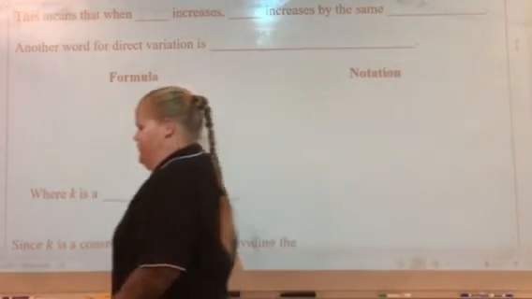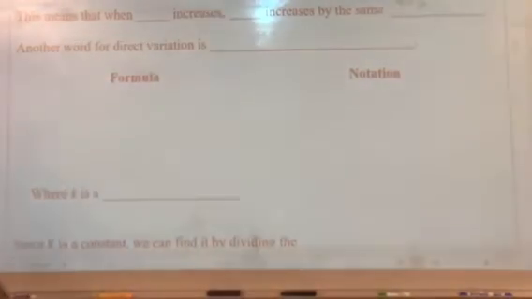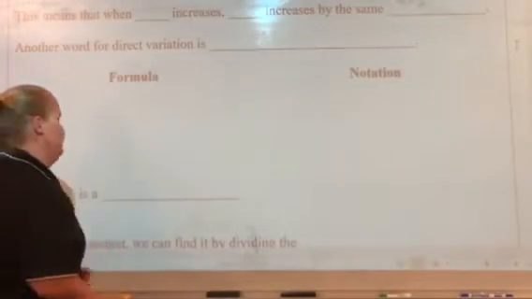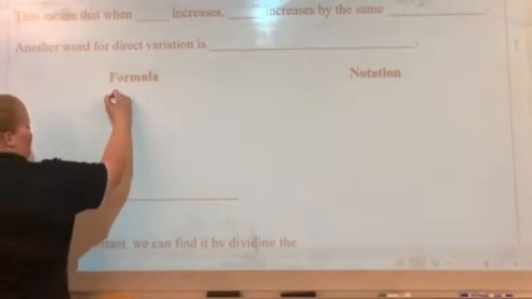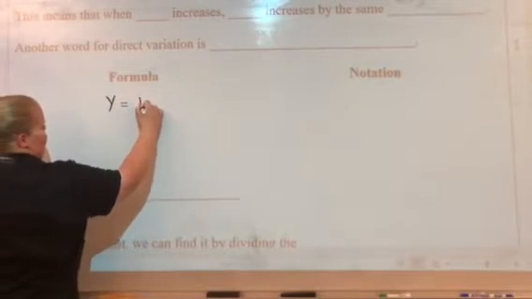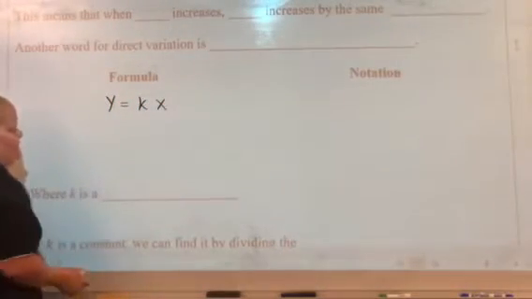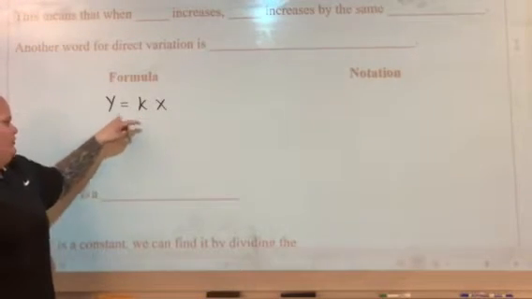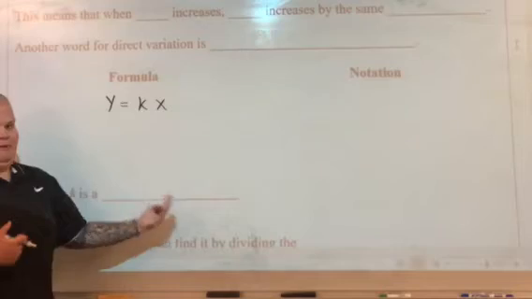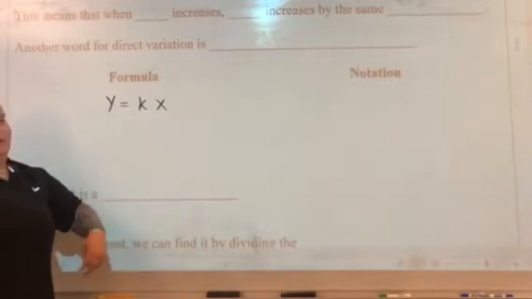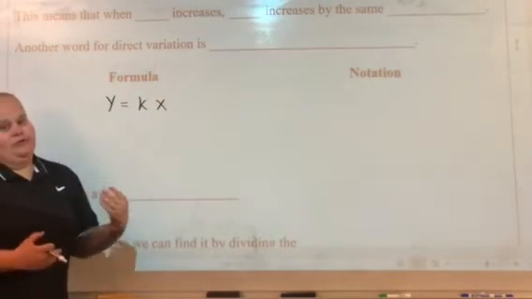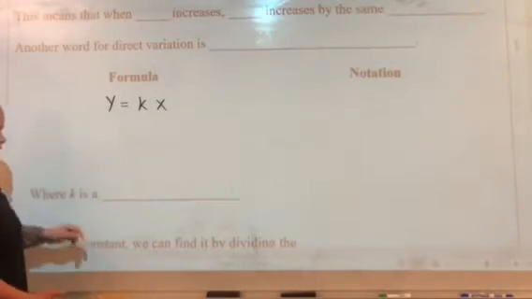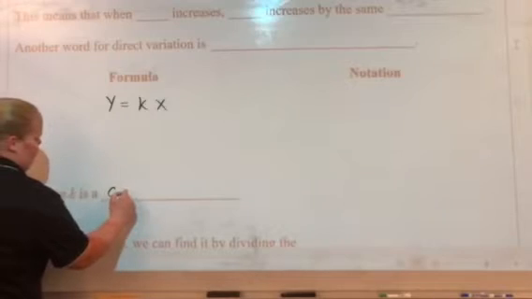Like that little definition just said, direct variation is a relationship between two variables, x and y. The formula for direct variation is y equals k times x. K is the constant variable that will increase x and y by the same amount. K is always going to be the same number. If k is 5, k is always going to be 5. If k is negative 50, k is always going to be negative 50, because k is a constant variable.